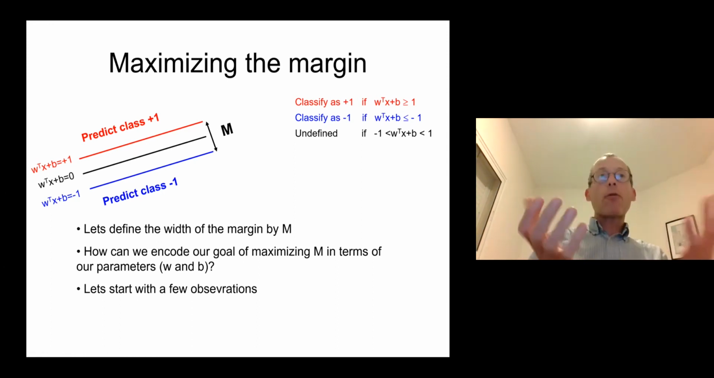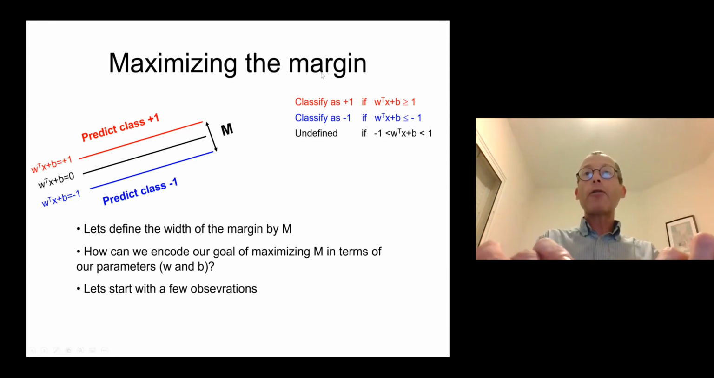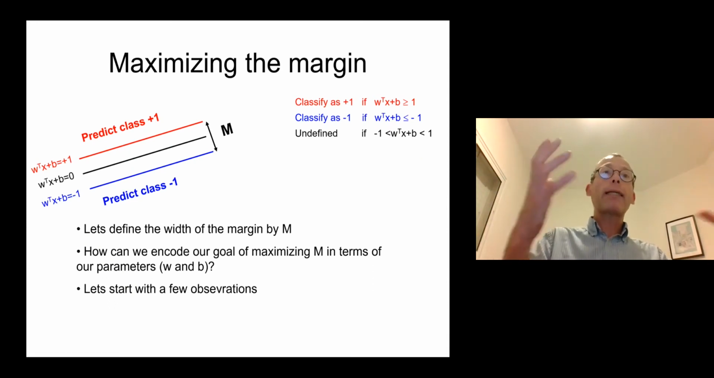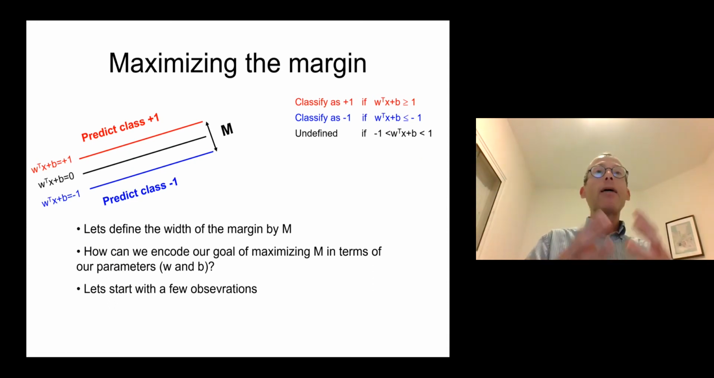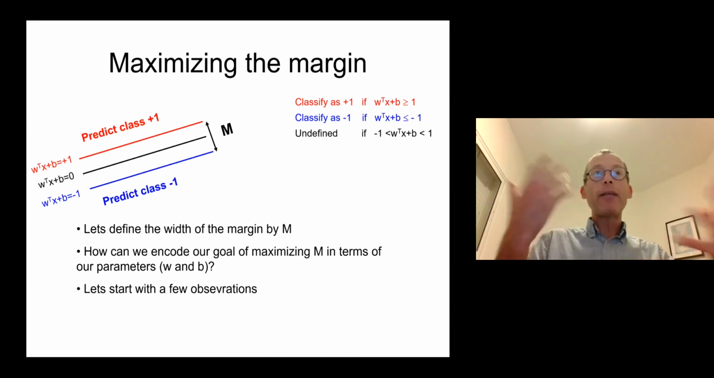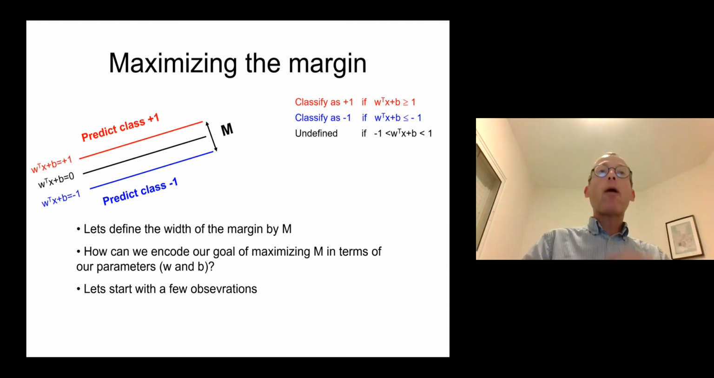So the question for us: we already encoded the accuracy with the parameters. We want WTX plus B to be greater than 1 or less than -1 for different classes. That's good. So we are able to connect W to the classification outcome, but we haven't defined how to link the margin to the parameters, right? In order to maximize the margin, we need to have it as a function of the parameters. So how do we write the margin as a function of the parameters?